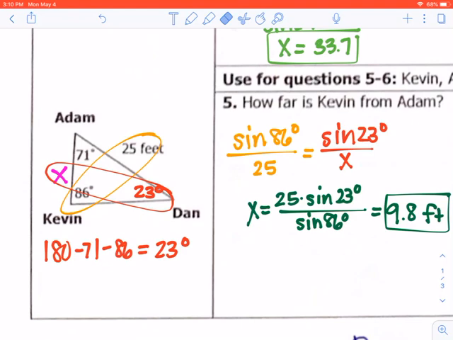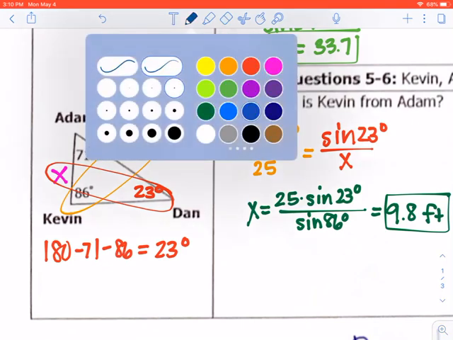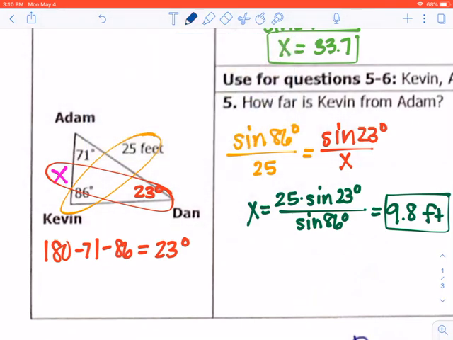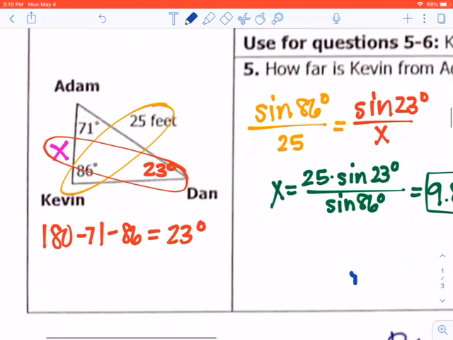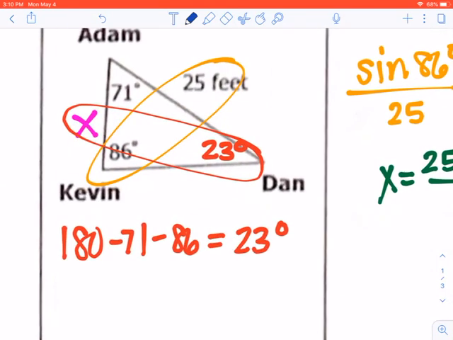Okay, now number 6 asks, how far is Dan from Kevin? Okay, how far is Dan from Kevin? So Dan from Kevin, that's going to be this piece right here. I'll call it Y. Okay, I do not need that pair anymore.